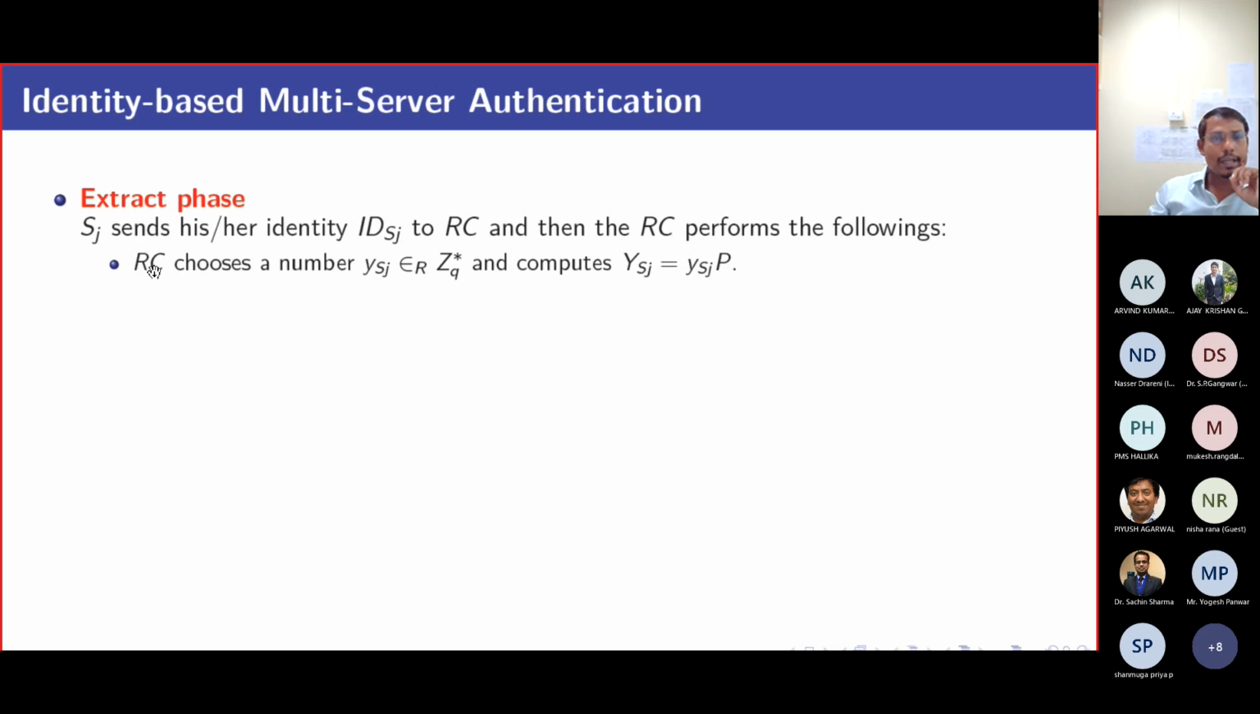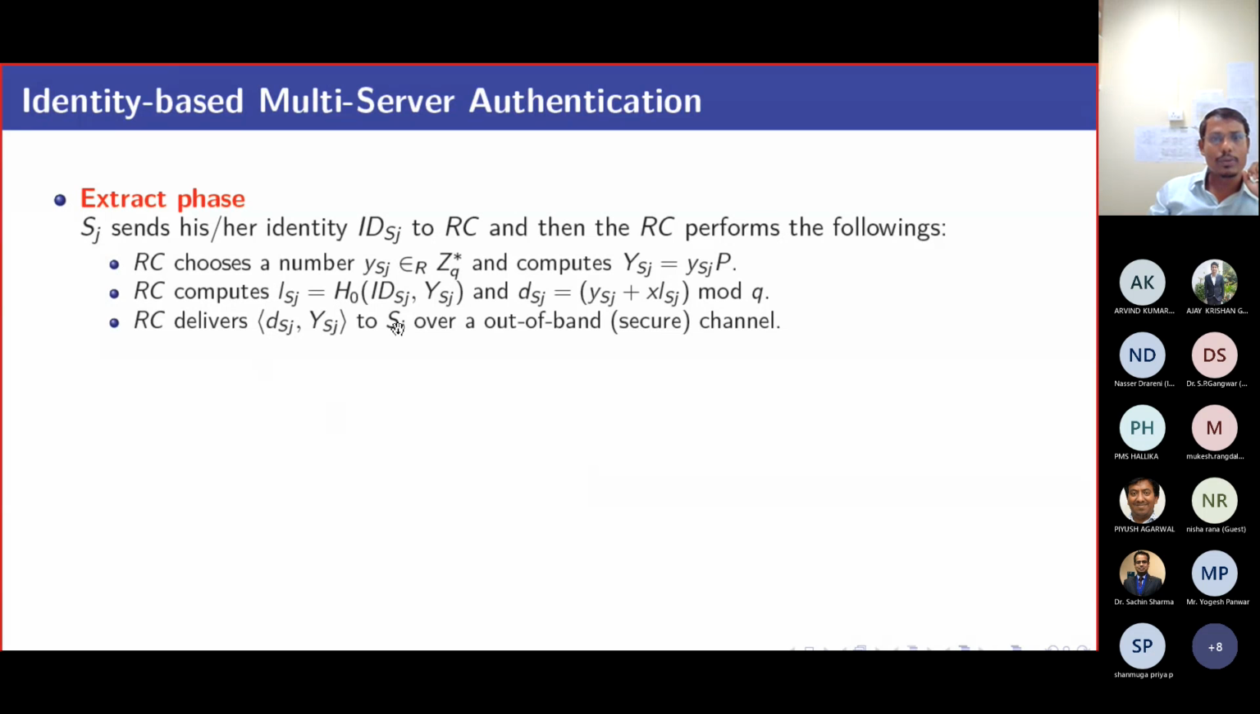So SJ will first meet the RC directly, in person, and RC will select a random number. It will calculate Y equal to small y times P. RC computes a hash value. This is a general hash value. Then it will calculate the identity-based private key, y plus this.